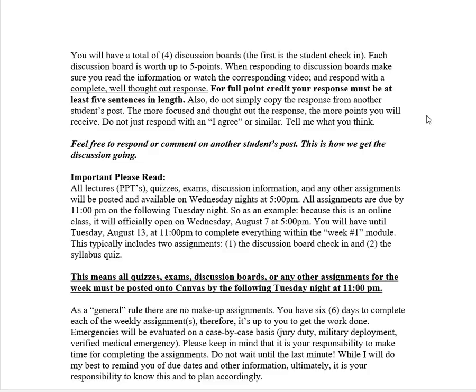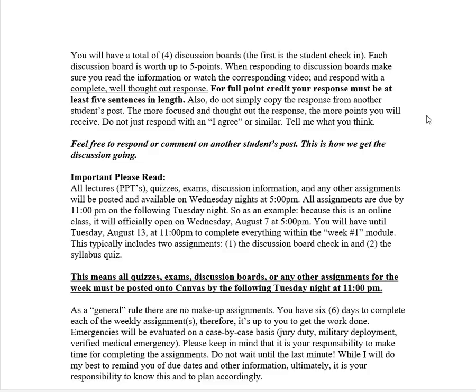Now, when responding to the discussion board, make sure you read the information or watch the video, if there is one, and respond with what I would call a complete, well thought out response. Sometimes when I post the discussion boards, I'll have a link to a video or an article. They're not mandatory, but they do help add context, so watching or reading those can't hurt. And then ponder the information and give me your thoughts. For a full point credit, your response must be at least 5 sentences long.